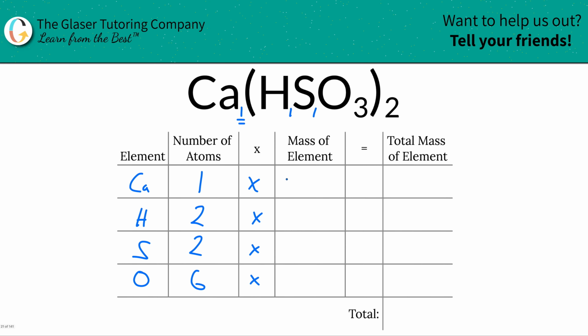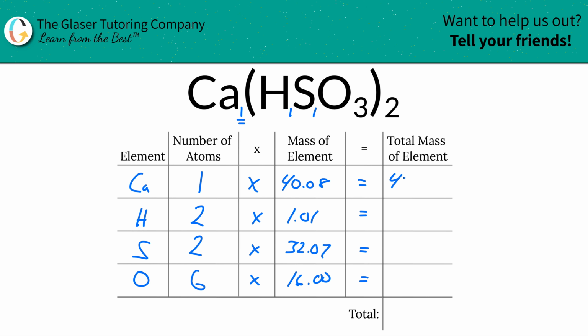So let's write it down, right? Calcium was 40.08, hydrogen was 1.01, sulfur was 32.07, and then oxygen here was 16. All right, and then to find the total mass of each element in the compound, we're simply going to multiply this row together.